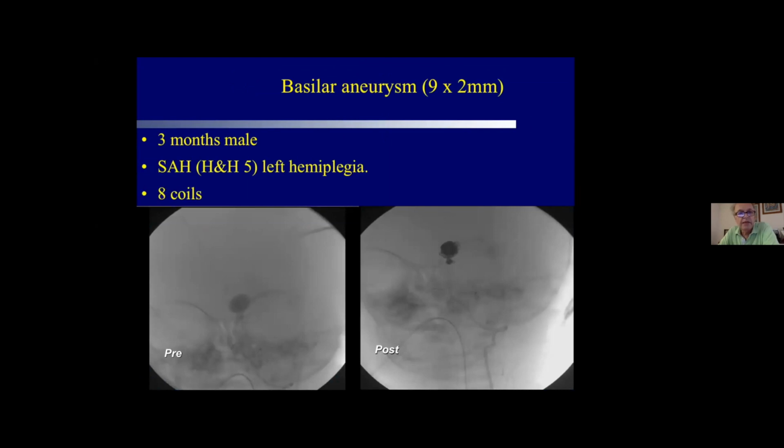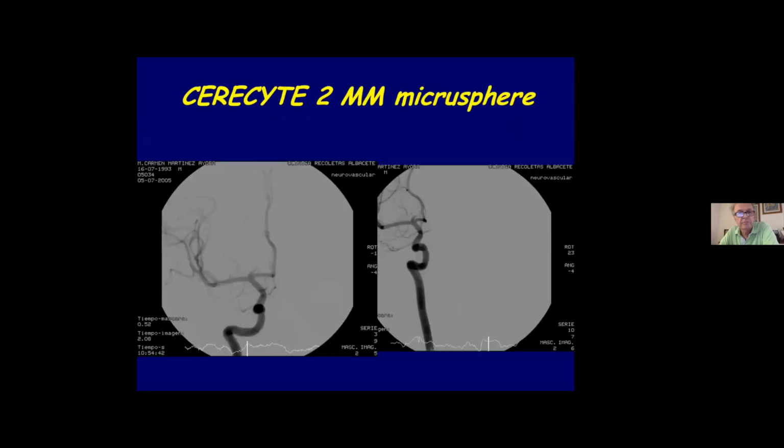Other complex case, male, 3 months, came with Hunt and Hess 5 hemiplegia, and only with my microcatheter spasm, I put coiling in the aneurysm and coiling in the neck, totally occluded, in emergency. This is the last case. It's a difficult case. It's a blister aneurysm, treated in 2005.